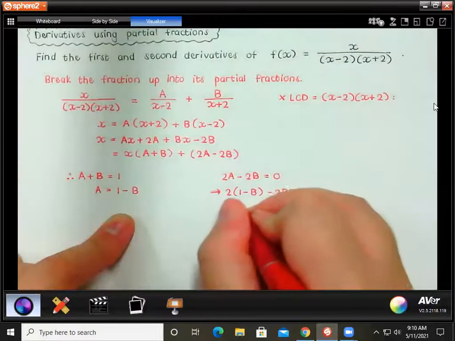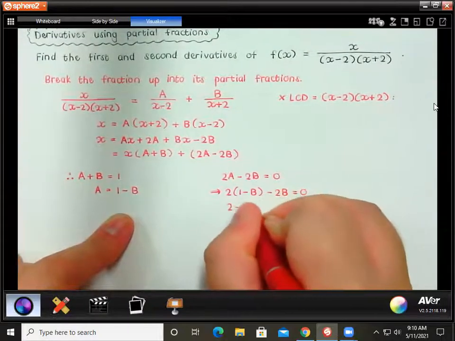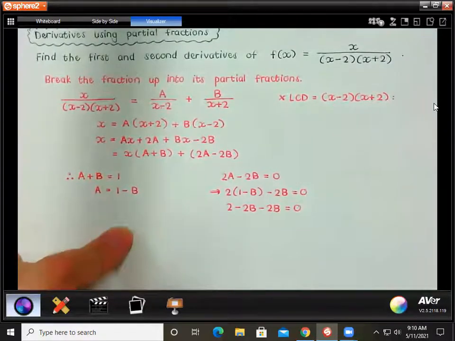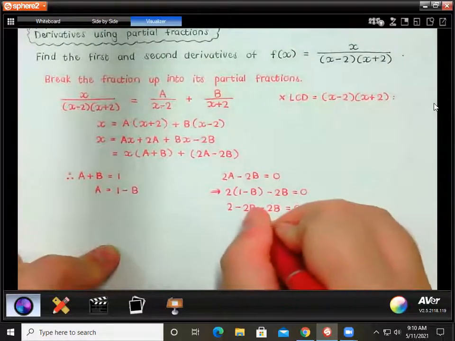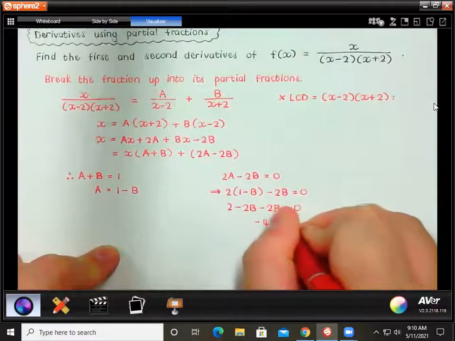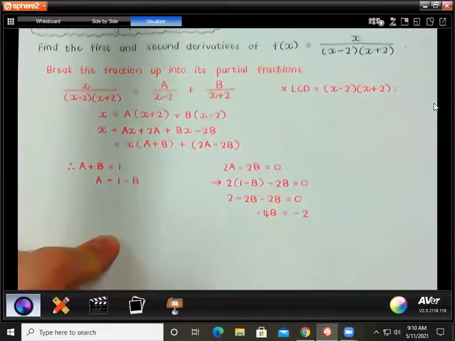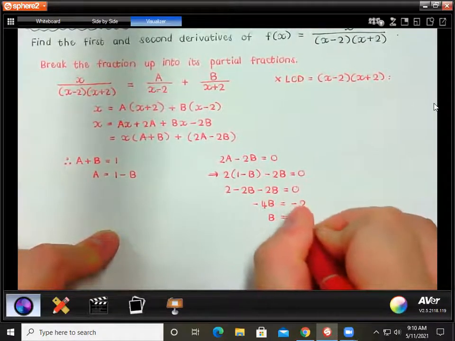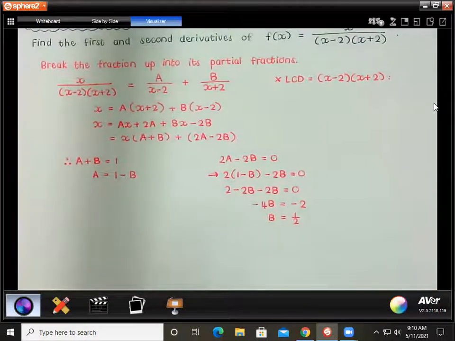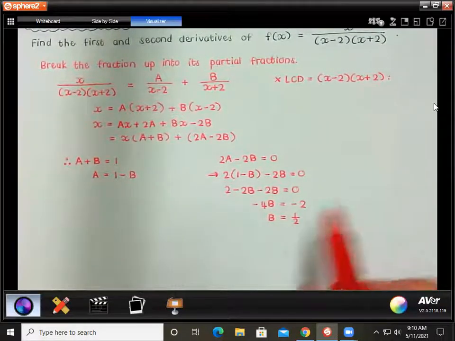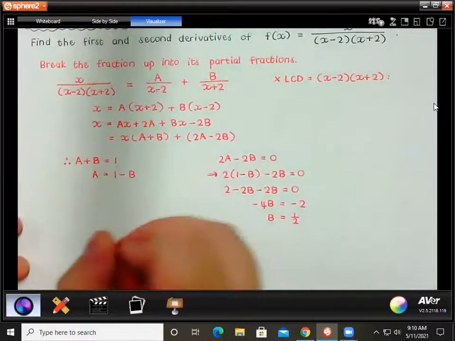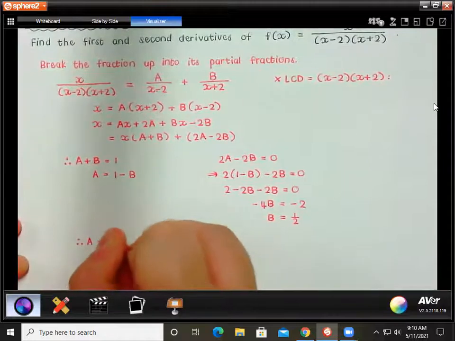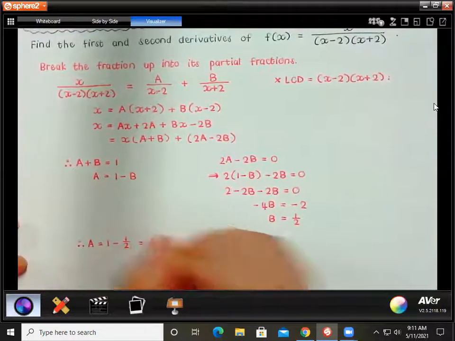Right, I'm going to multiply out. So we get 2 minus 2b minus 2b is equal to 0. So we end up with negative 4b is equal to negative 2. So b is then a half. Then we're going to take that b into the other side. So therefore, a is then 1 minus a half, which is also a half.